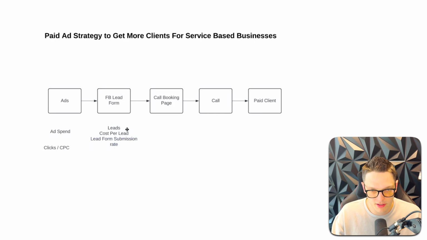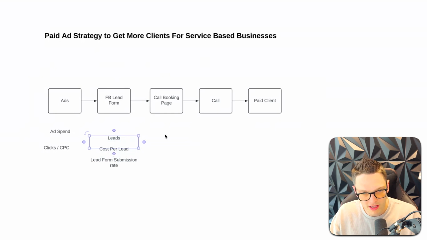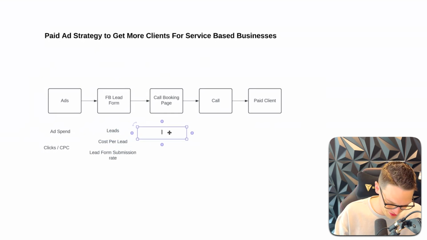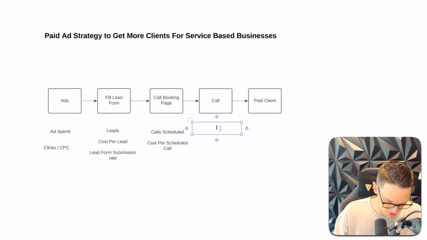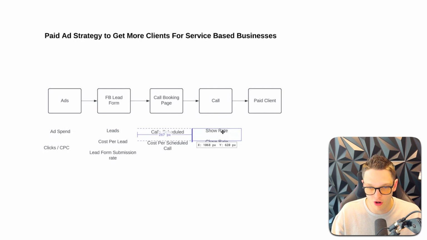Yeah, there we go. Cool. And then your call booking rate. Sorry, this is a little messy. We'll go ahead and clean that up a little bit. There we go. At this point, we're going to have how many total calls scheduled you had, and then we could also look at cost per scheduled call. That's really the main things that you're going to look at there. You could technically look at your show rate, how many people are actually showing up for their calls. You could also look at close rate, etc. Your cost per show, cost per close, etc.